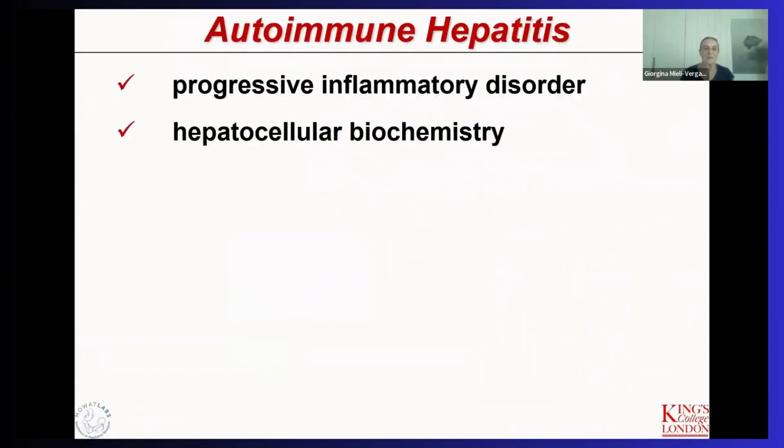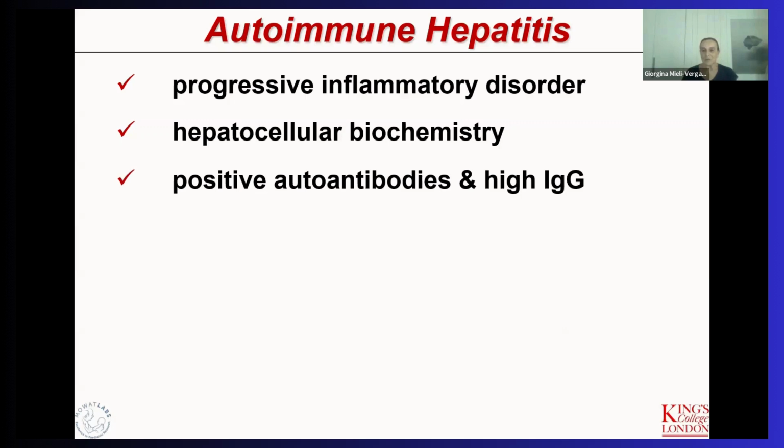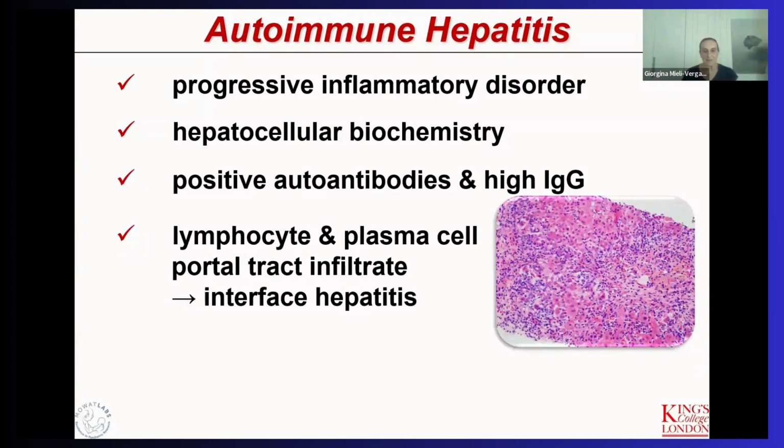Autoimmune hepatitis is the prototype of autoimmune liver disease, and it is a progressive inflammatory disorder of the liver with a biochemistry which reflects hepatocellular damage with high transaminase, often prolonged INR. It is characterized by positive autoantibodies and high levels of immunoglobulin G, and histologically by a dense portal tract infiltrate by lymphocytes and plasma cells, which invade the surrounding parenchyma into what is called interface hepatitis and lead to hepatocyte damage.